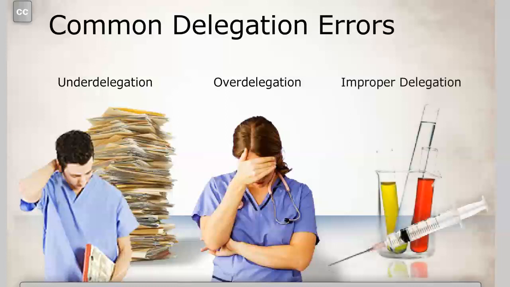Improper delegation includes delegating tasks at the wrong time, to the wrong person, or for the wrong reason. It includes delegating tasks and responsibilities that are beyond the ability or scope of the person to whom they are being assigned.